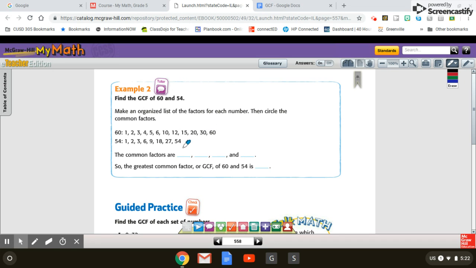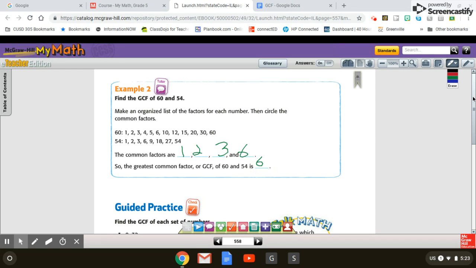Okay, but we'll have 1. We have 2's in common, and we have 3's in common, and then we have 6 in common. Okay, so our greatest common factor is 6.